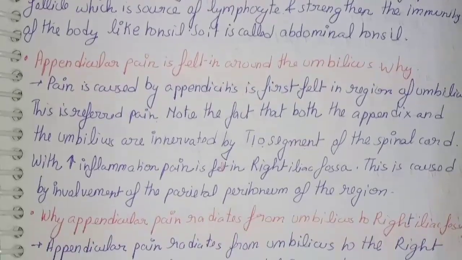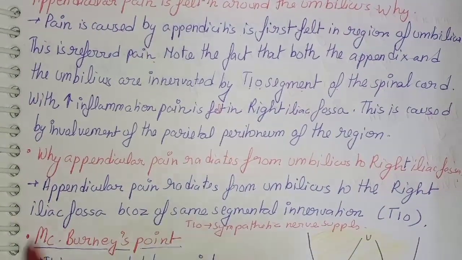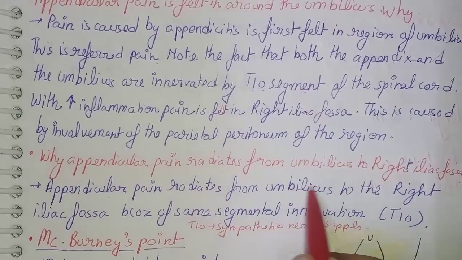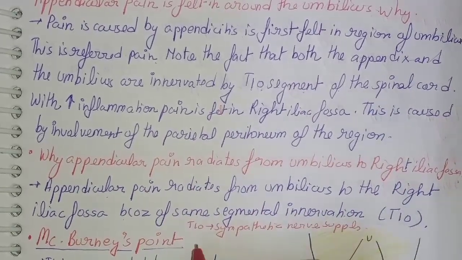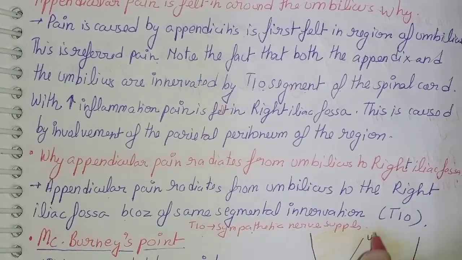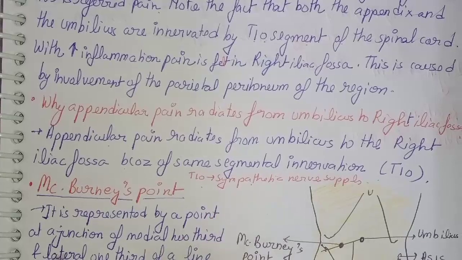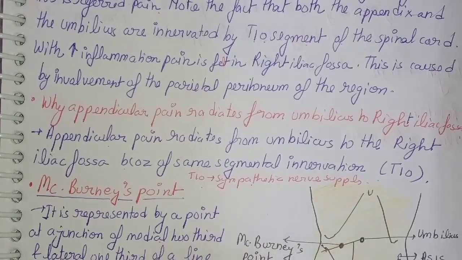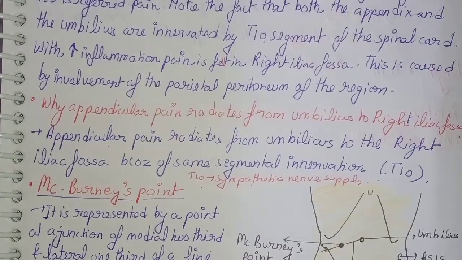Now the question arises, why does appendicular pain radiate from the umbilicus to the right iliac fossa? So appendicular pain radiates from the umbilicus to the right iliac fossa because of the same segmental innervation, that is, the T10 sympathetic nerve supply to the region. Now coming to McBurney's point. It is represented by a point at the junction of the medial 2/3 and lateral 1/3 of a line extending from the umbilicus to the right anterior superior iliac spine.